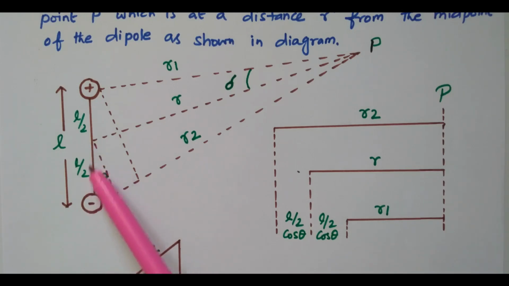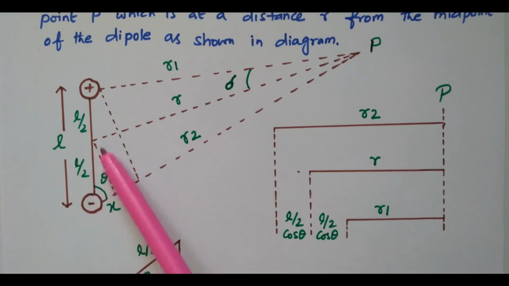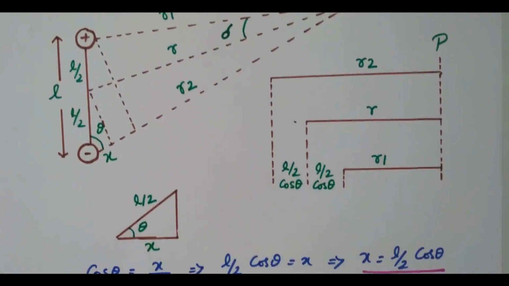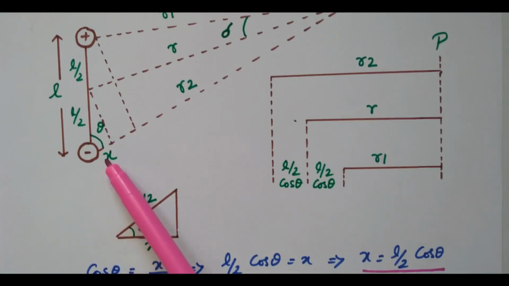This length will be L by 2, and we'll take this angle as theta, right? So based on the assumption, these three lines are parallel lines, but each line is shorter by a particular distance. That distance is indicated here, this x. This length will be L by 2. This will be angle theta. So this triangle is drawn separately: x, L by 2, theta, right? So what we need is this x value.